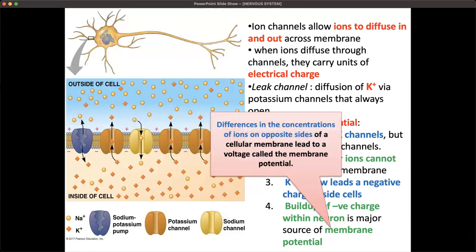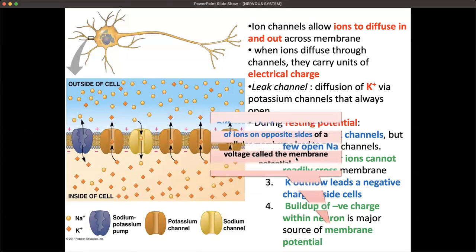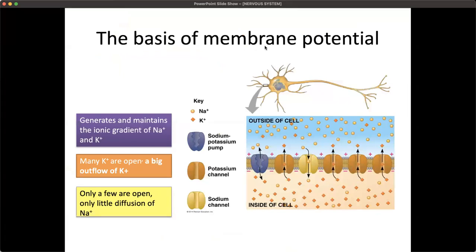All right, so membrane potential is a difference in the concentration of ions on opposite sides, meaning between inside of the neuron and outside of the neuron, leading to a voltage called the membrane potential. So this is the basis of membrane potential. The purple one over here generates and maintains the ionic gradient of sodium and potassium. It plays an important role, especially during the resting potential. And we have the potassium channel over here. Many potassium channels are open, a big outflow of potassium. These play a major role, especially during the resting potential as well, because they want to make sure a lot of potassium flows out. And only a few sodium channels are open, only little diffusion of sodium, near to none, during the resting potential.